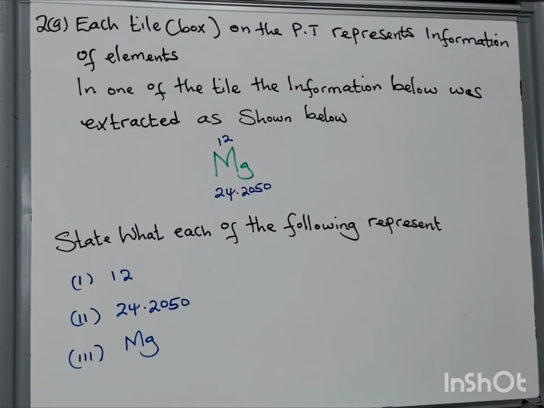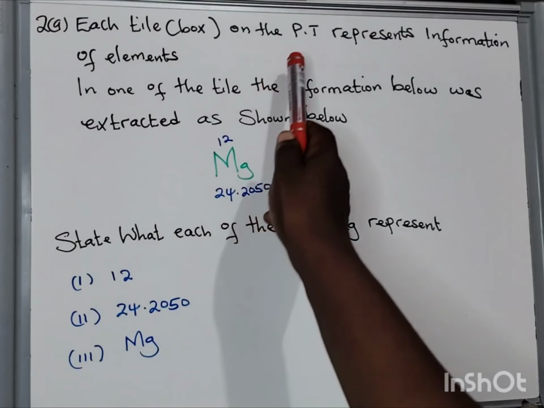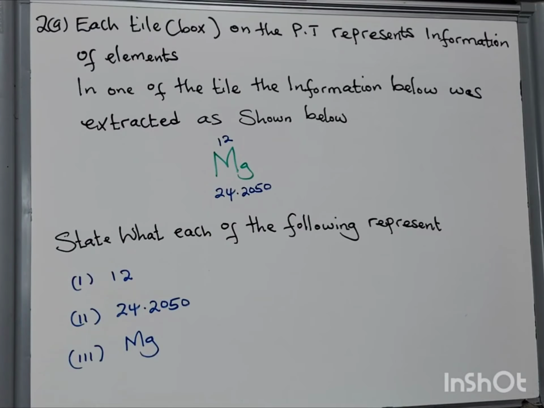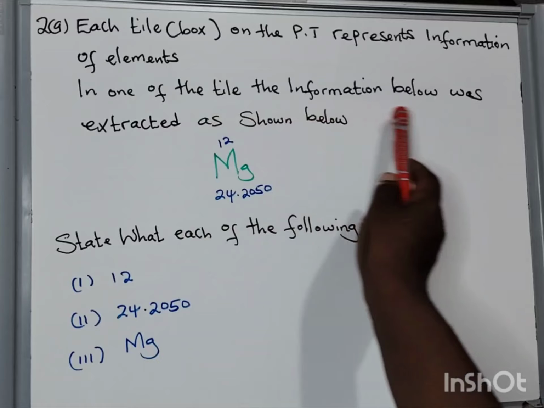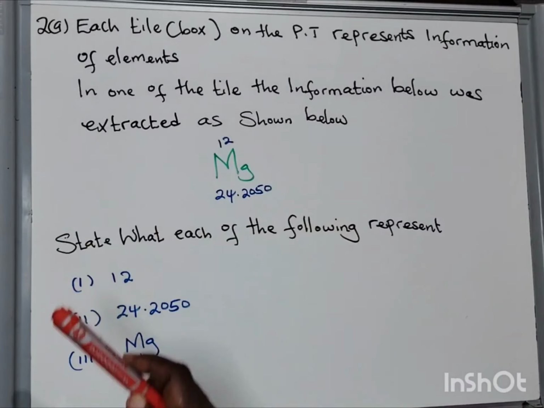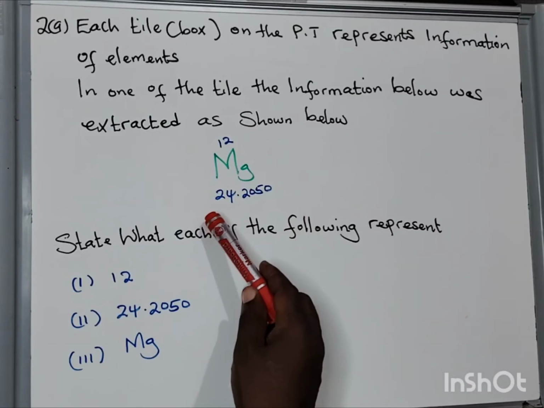Tonight we are looking at this question. It says that each tile or box on the periodic table represents information of elements. Whatever box you see on the periodic table, it is an element. In one of the tiles, the information below was extracted. So this is what they got in one of the tiles. We have a 12, we have Mg, and below we have this number.